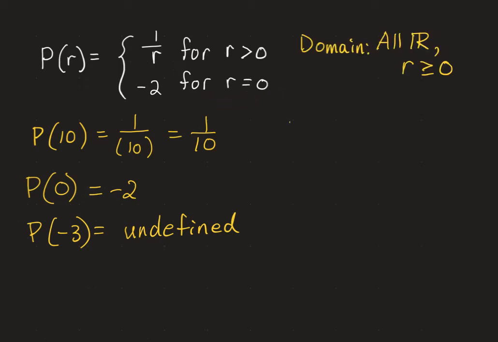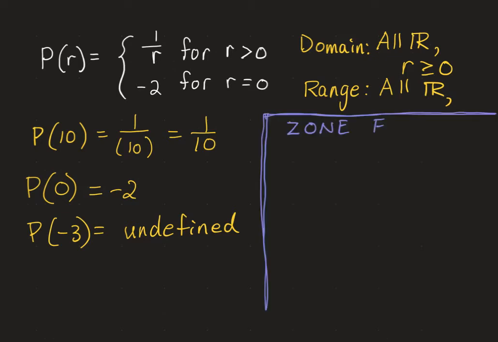In this piecewise function, the domain is all real numbers r greater than or equal to 0. And the range is all real numbers, but what are the constraints on the values of p of r? Let's check the zone of numbers and see if that will give us some clues. For zero, the function p of 0 is defined here, where r equals 0, it's equal to -2.